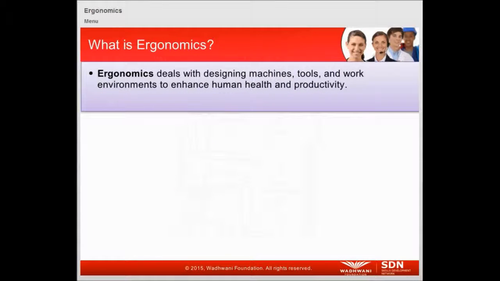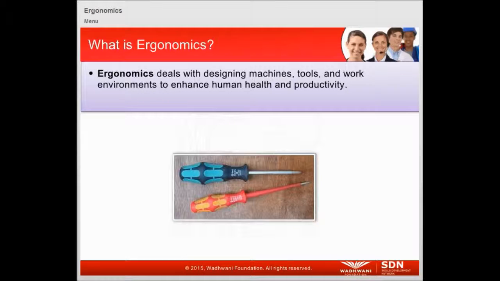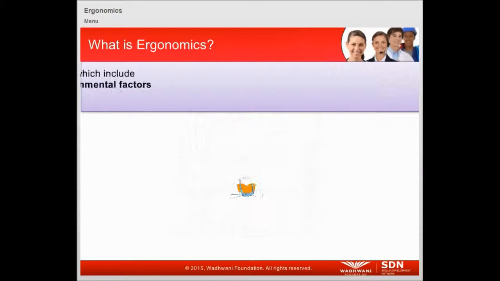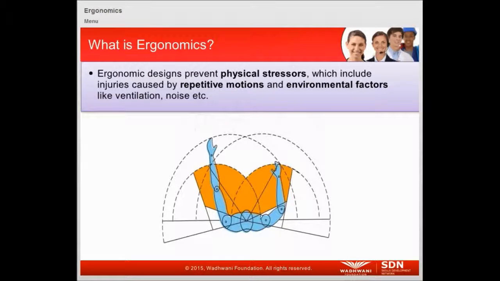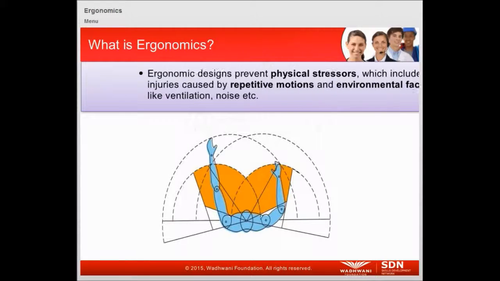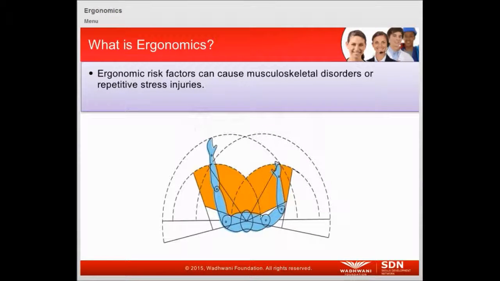What is ergonomics? Ergonomics deals with designing machines, tools, and work environments to enhance human health and productivity. Ergonomic designs prevent physical stressors which include injuries caused by repetitive motions and environmental factors like ventilation, noise, etc. Ergonomic risk factors can cause musculoskeletal disorders or repetitive stress injuries.